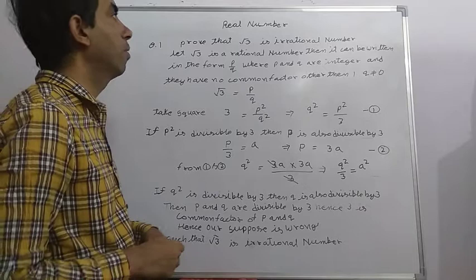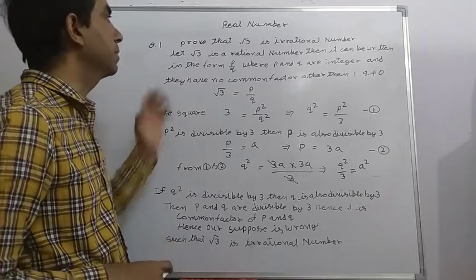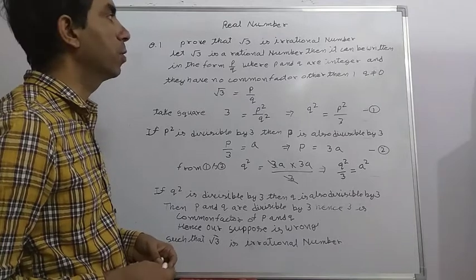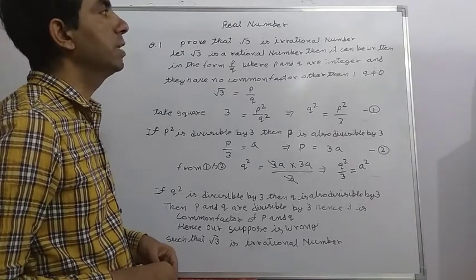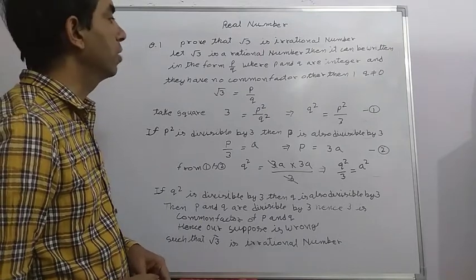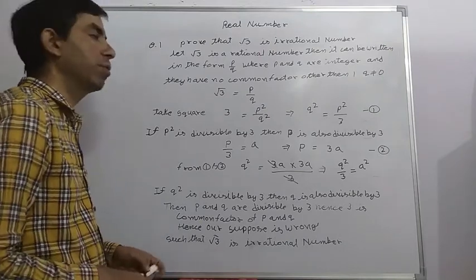Again I am repeating that for proving root 3 is irrational, first we suppose let root 3 be a rational number, then it can be written in the form of p upon q, where p and q are integers and they have no common factor other than 1, and q is not equal to 0. So root 3 equals p upon q.